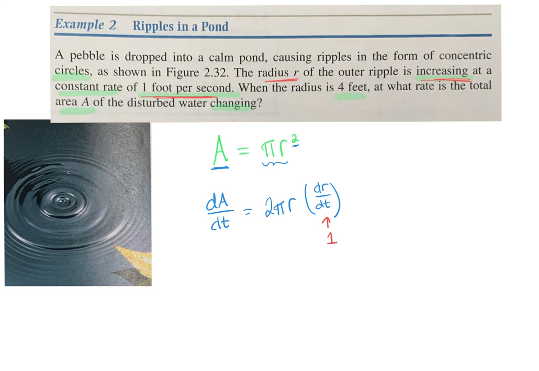They've also told me something else. The radius is 4 feet. Well, how do I know to put that where the r is and not the dr/dt? Well, because that is not a changing thing. The radius is 4 feet. They didn't say it was changing at a rate of 4 feet per second. They said it is 4 feet. When it is 4 feet, that's going to go where just a variable is. All right? So they've also told me this guy right here is 4.